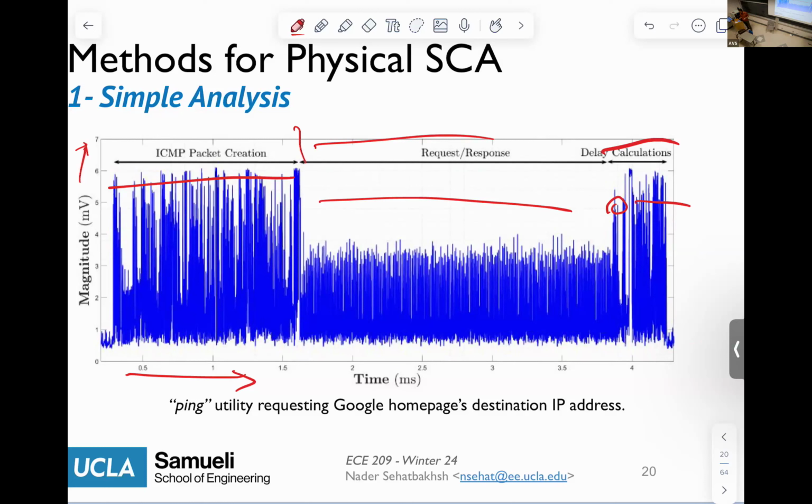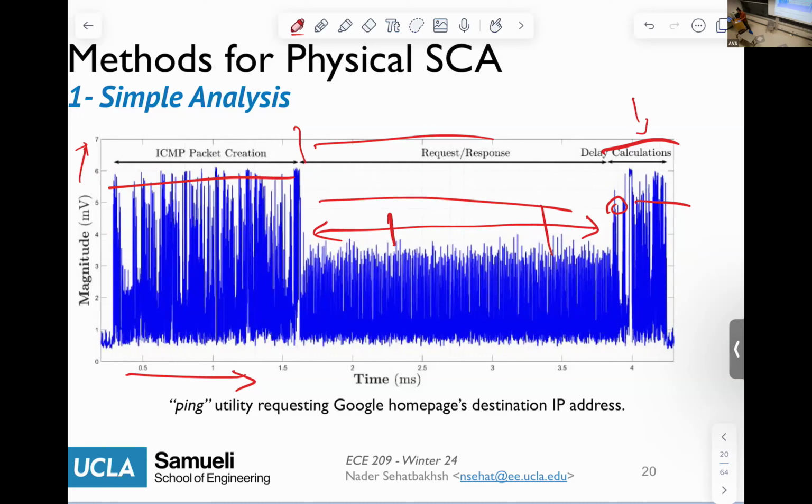Why would this be important? For example, I can map this information to how far my server is. If this is short versus if this is long, I can tell whether this particular computer is talking to a nearby server or a farther away server. Or the delay calculation depends on what sort of information has been received. And there is a whole bunch of other things that the attacker can do in order to understand what is happening when a particular application is running.